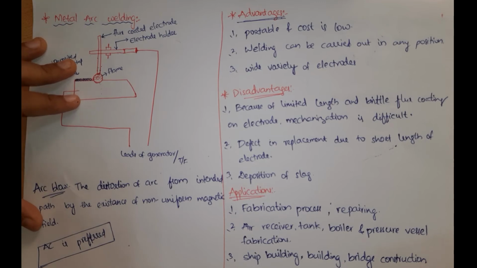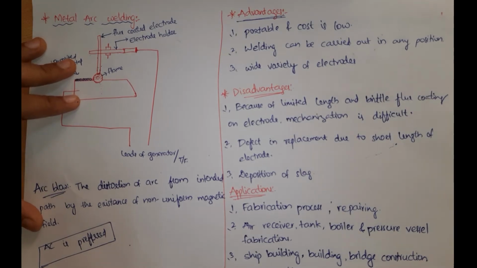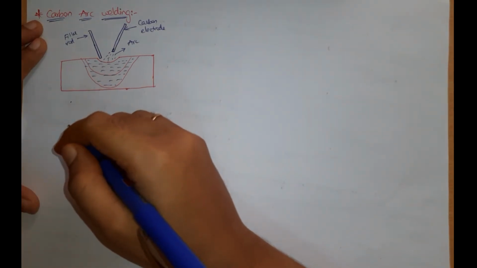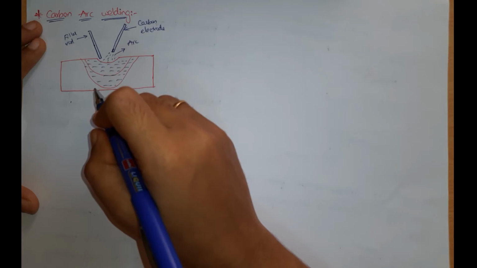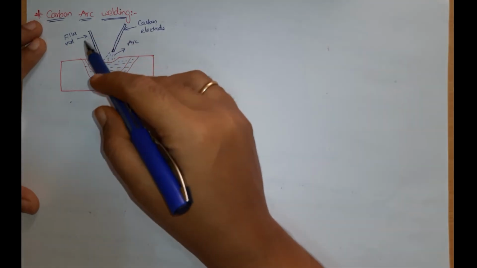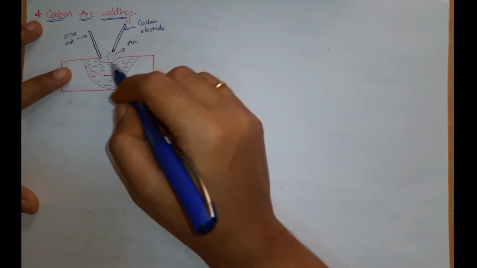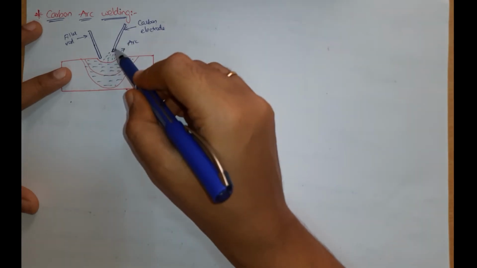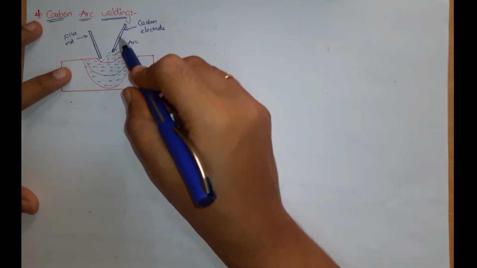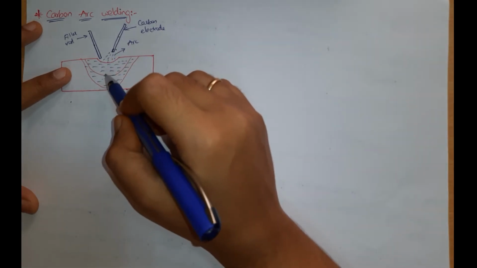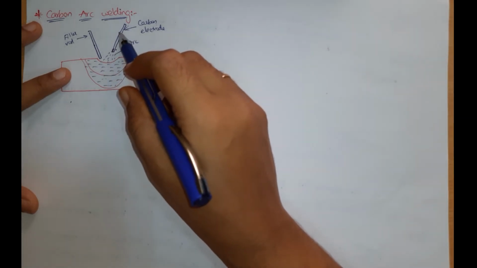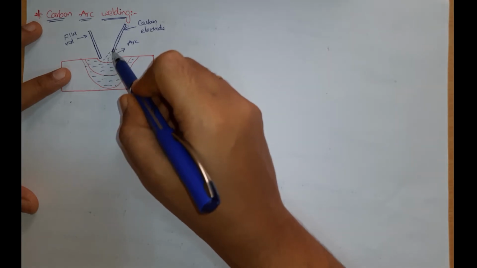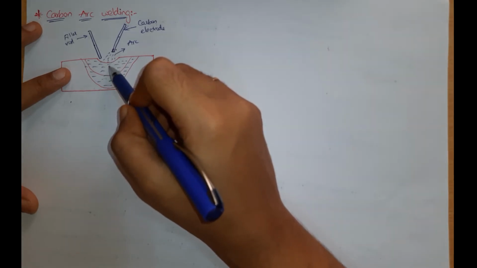Now let us go to the next kind of arc welding technique. Coming to carbon arc welding. In this process, the heating of the workpiece is done with an electric arc struck between the carbon electrode and the workpiece to be welded. By heating of this carbon electrode, an arc is struck between the workpiece and the carbon electrode.